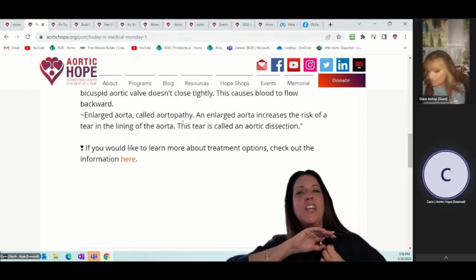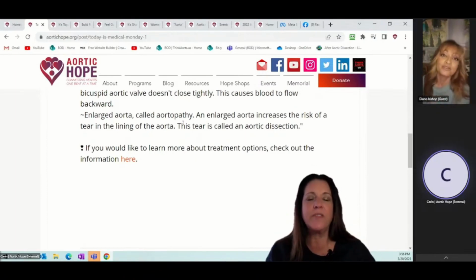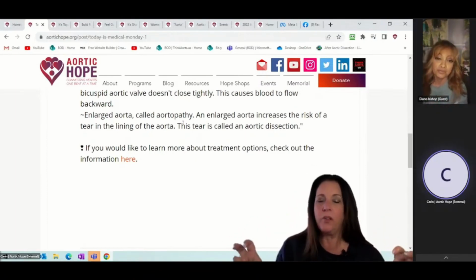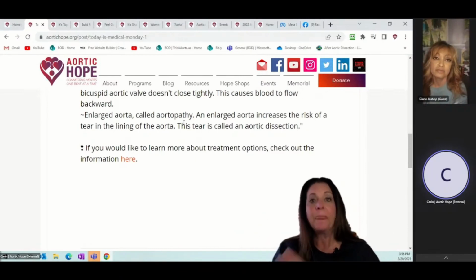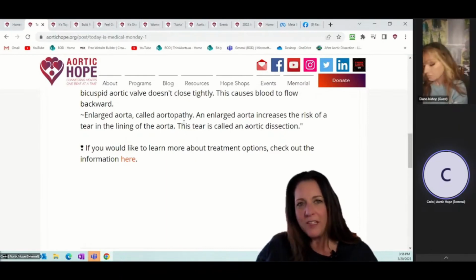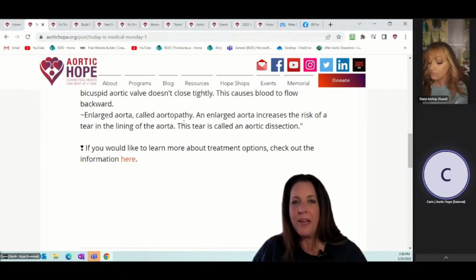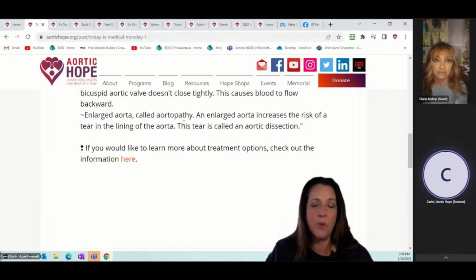An enlarged aorta called aortopathy. An enlarged aorta increases the risk of a tear of the lining of the aorta, hence we all know an aortic dissection. So again, having bicuspid valve typically leads to aortic aneurysms. We know this. And again, if you don't know that you have a bicuspid valve, you won't know that you possibly have an aneurysm, which means surprise if the day comes when you have that rare dissection.